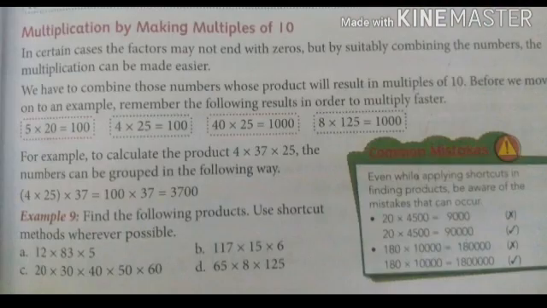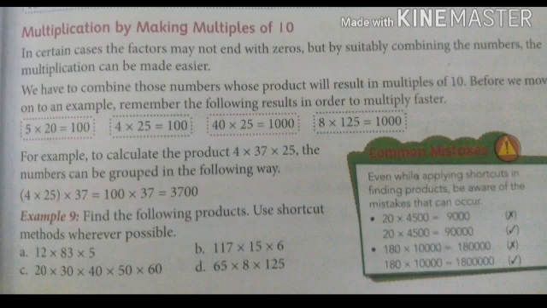Multiplication by making multiples of 10. When multiples of 10 are given, we can take it like this. 5 into 20 is equal to 100. 4 into 25 is equal to 100. 40 into 25 is equal to 1000. 8 into 125 is equal to 1000. We have to combine those numbers whose product will result in multiples of 10 before we move on to an example. Remember the following results in order to multiply faster.